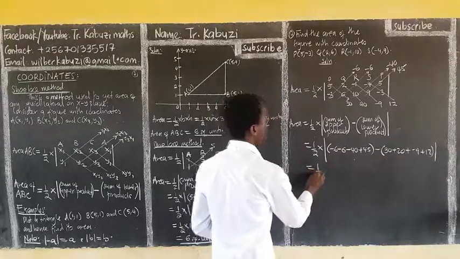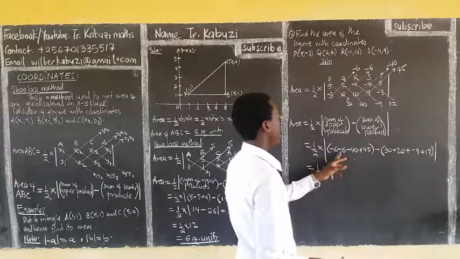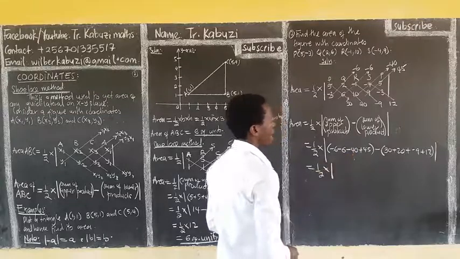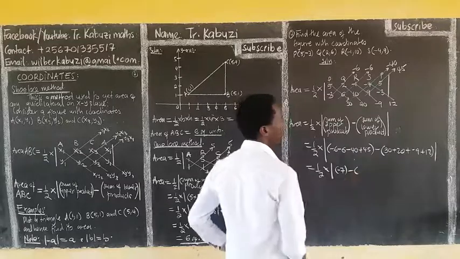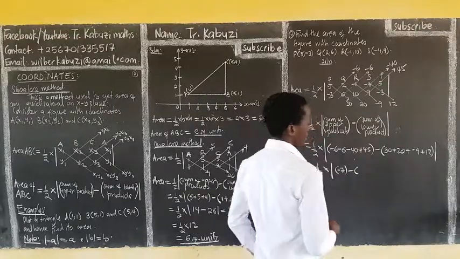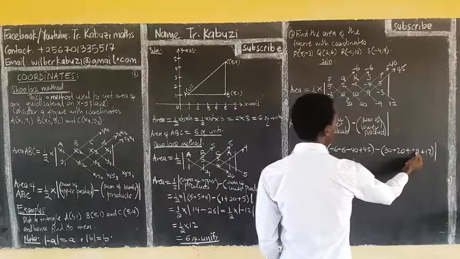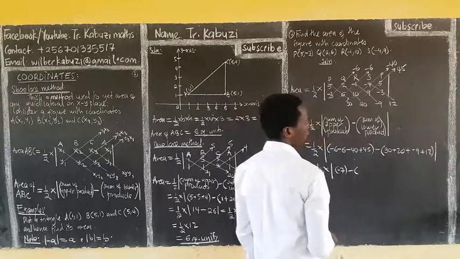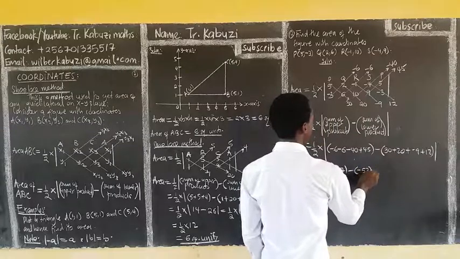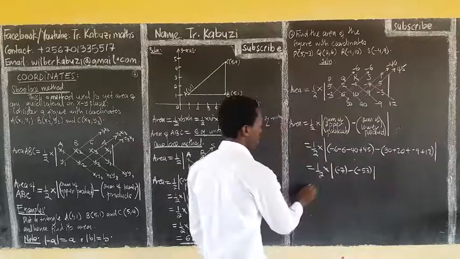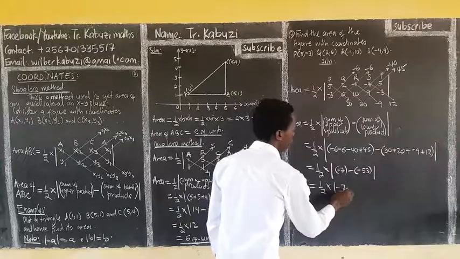Okay, so you have now a half times. This will be negative 56 plus 45. There we get negative 7. Then minus. This is going to be negative 9 plus 4. That would be 3. 3 plus 50. That would be negative 53. So let us open brackets and see. This will be a half modulus of negative 7.